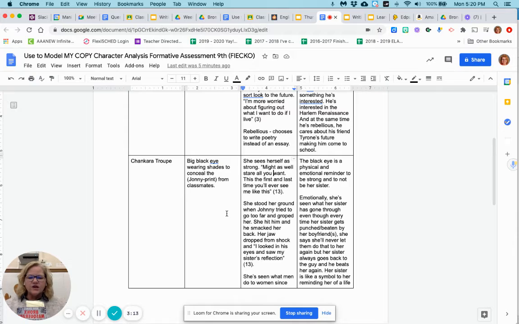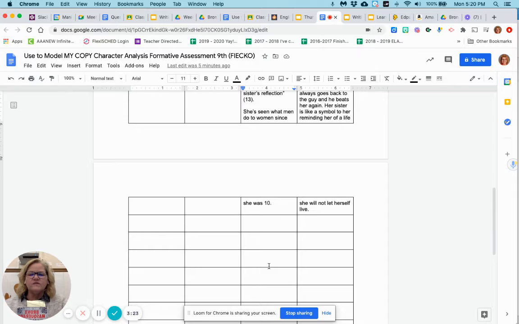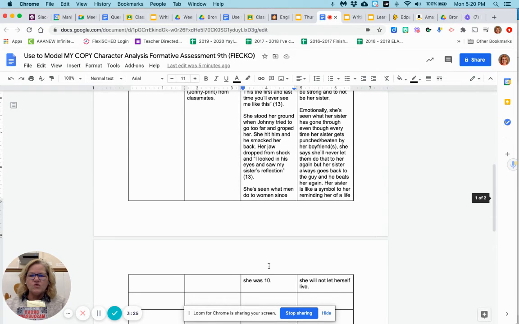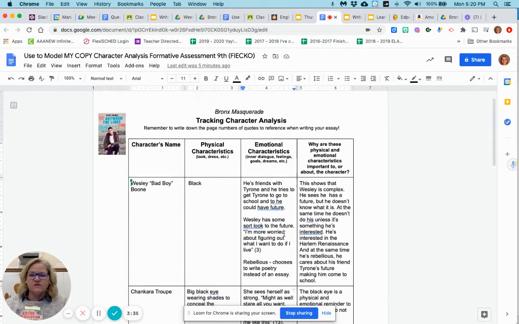There's this cycle, and she's been seeing that since she was 10 years old. And she's like, that's not going to be me. She sees what men do to women since she was 10, right? So that's the emotional, her inner dialogue, her feelings, her goals. Her goal is to not be her sister.